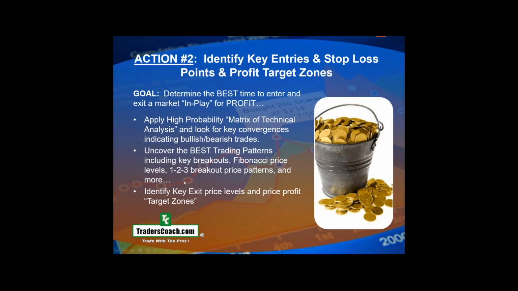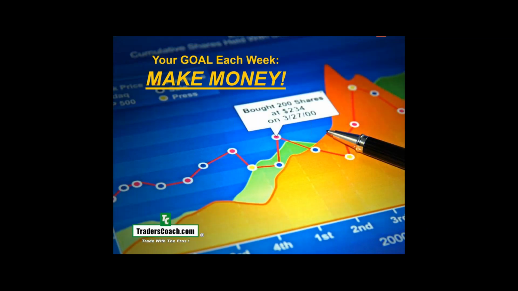All right, so you want to uncover the best trading patterns, including key breakouts. We look at Fibonacci price levels, 1-2-3 breakout price patterns, and more. We identify key exit price levels and price profit target zones. Knowing when to get out of a bad trade is as important as knowing when to get into one. We're not going to win on every trade, so you have to use risk control. You have to adhere to your stops. You have to calculate your trade size. You should know your payoff ratio and win ratio, because that all comes into effect on calculating the risk you want to take, which really leads to the trade size of the market you want to trade.